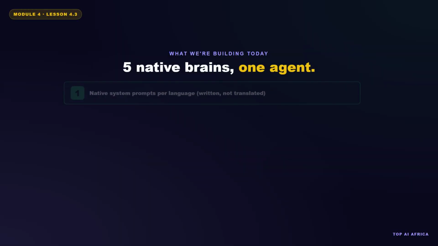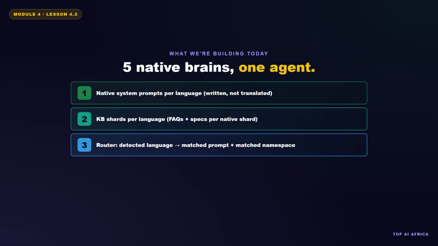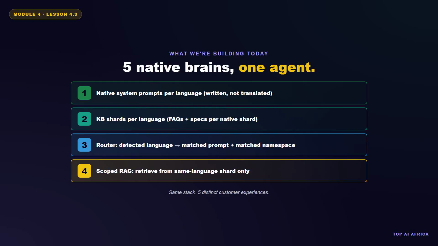What we're building today: 4 moves. 1. Write a native system prompt for each of your 5 languages: French, English, Swahili, Arabic, Kirundi, not translated, written or reviewed by a native speaker. 2. Split your knowledge base into 5 shards, 1 per language. 3. At retrieval time, only pull chunks from the matching language shard. 4. Pass the matched prompt plus the matched chunks to Claude. The answer comes out native.